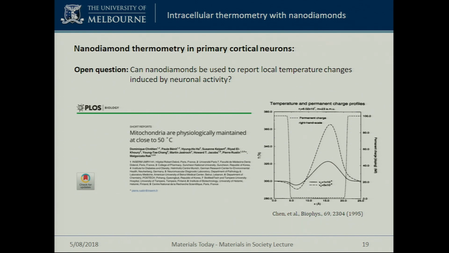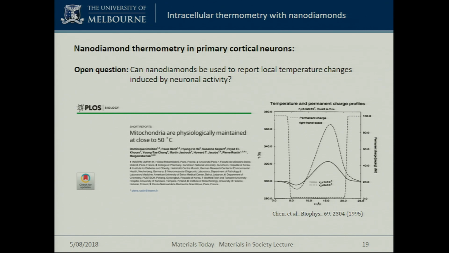Recently there was work suggesting that mitochondria can actually function at temperatures as high as 50 degrees. This is something I think diamond can really help verify, whether this is actually happening or not. There's also theoretical work that was put out in the mid-90s which suggests that ion flux through an ion channel, which is a result of an action potential event, may actually cause a temperature increase as well. So if you can get nanodiamonds close enough to these ion channels, then there may be a significant temperature change that we could think about measuring with these sorts of probes. So that's the story from the nanodiamond side of things.